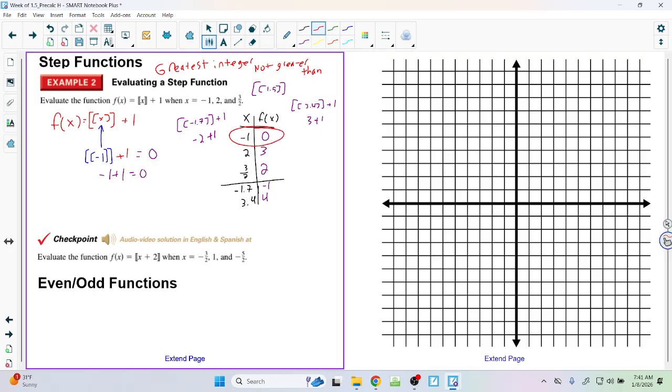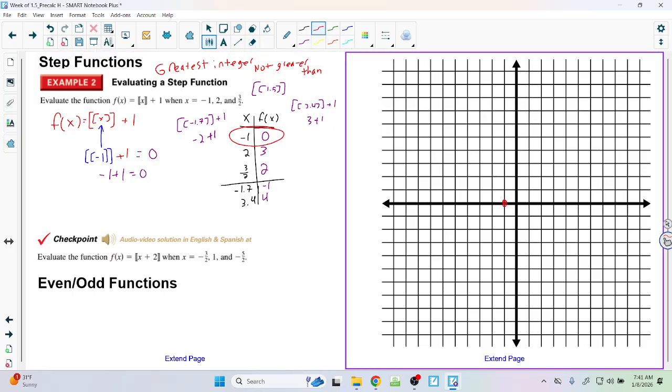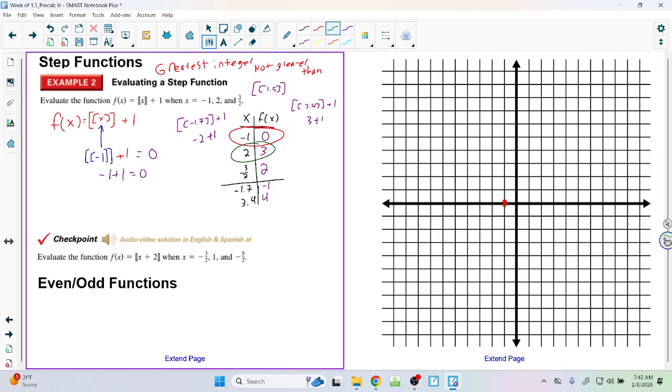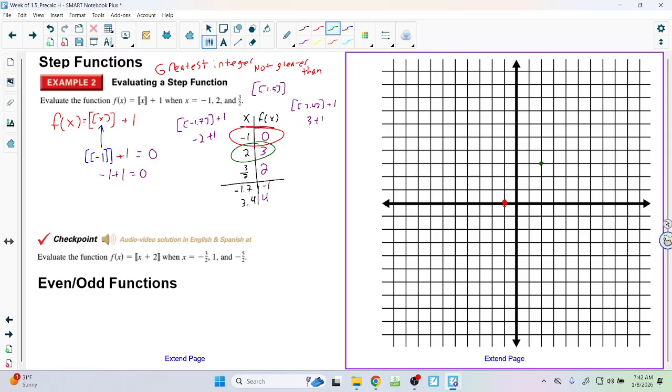So we're just going to plot some points. -1, comma 0. Then we'll plot 2, comma 3. Again, you don't have to have it exact at all.